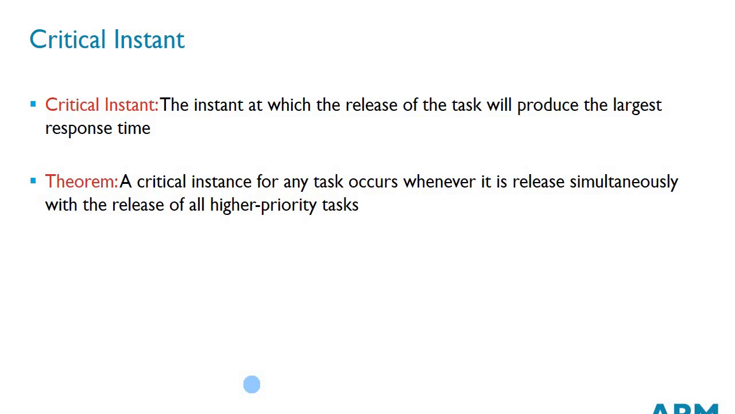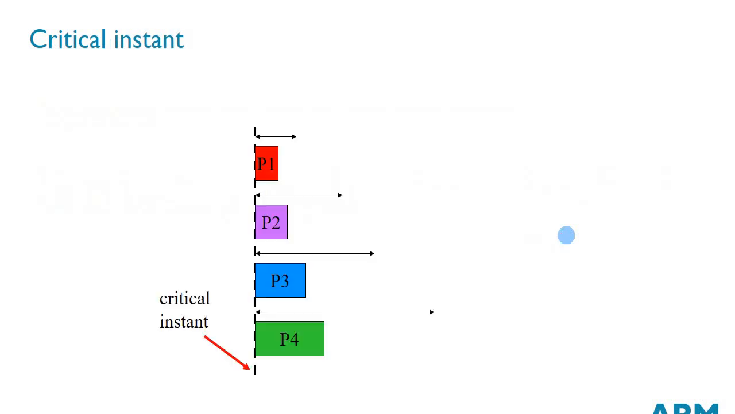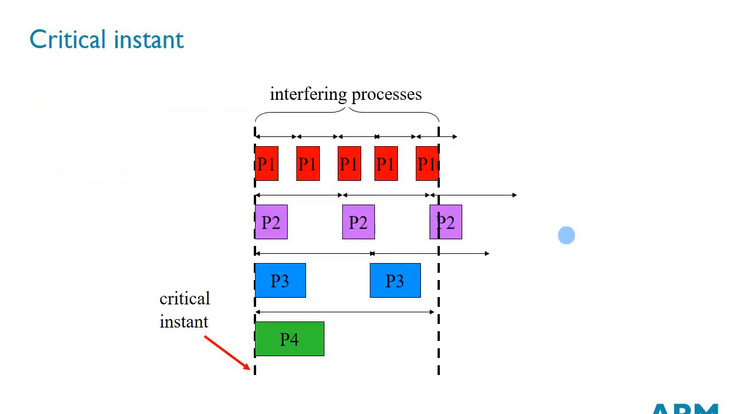A critical instance for a task occurs when the task is released. When a task is released, we say that it becomes ready. It goes to the ready state, simultaneously with all the other higher priority tasks also becoming ready. Since it's a priority driven system, when all the higher priority tasks become ready, they have to run first before the lowest priority task can get a chance to run. That is what we call the critical instance.